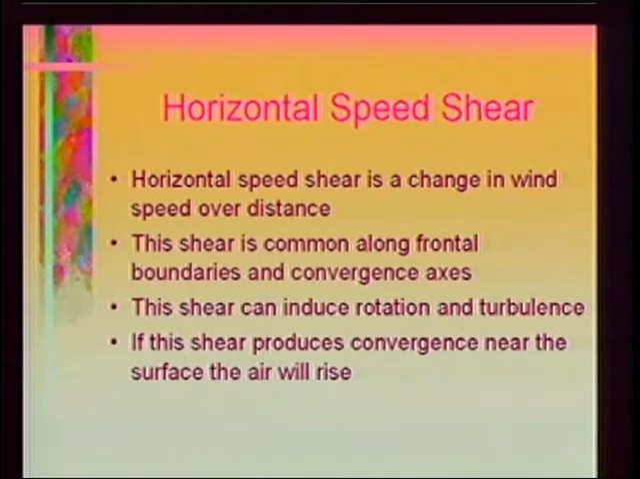We're going to look at horizontal speed shear first. Horizontal speed shear is the change in wind speed over distance. And this is a horizontal distance, so we're looking at the surface or on a constant pressure surface. This shear is common along a frontal boundary and a convergence axis. This shear can induce rotation and turbulence. If the shear produces convergence near the surface, the air will rise.